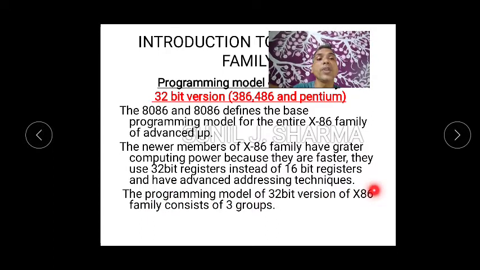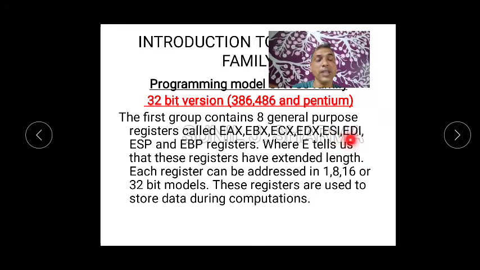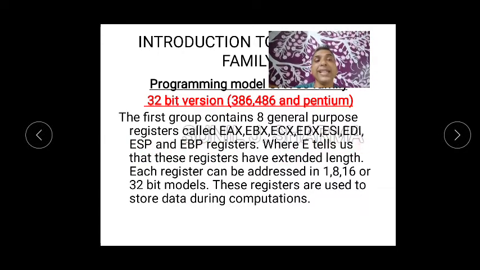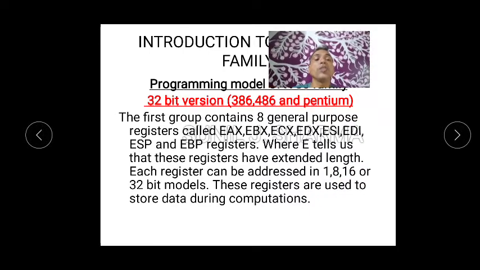A programming model of the 32-bit version of x86 family consists of three groups, as I was telling you when I started this session. Now the first group contains 8 general purpose registers. We call them EAX, EBX, ECX, EDX, ESI, EDI, ESP and EBP, where E tells us that these registers have extended length. Each register can be addressed in 8, 16 or 32-bit modes.